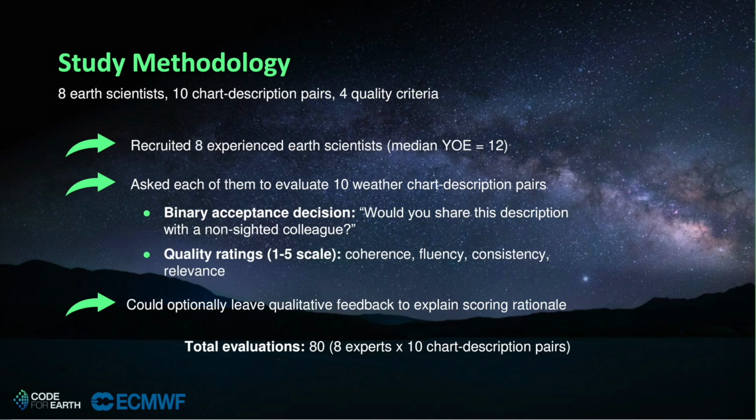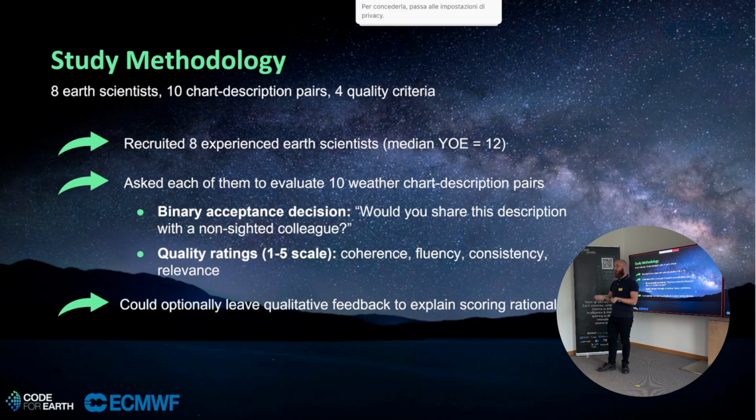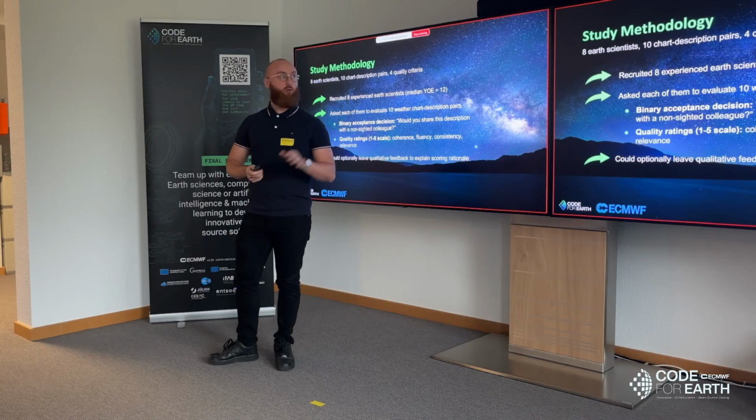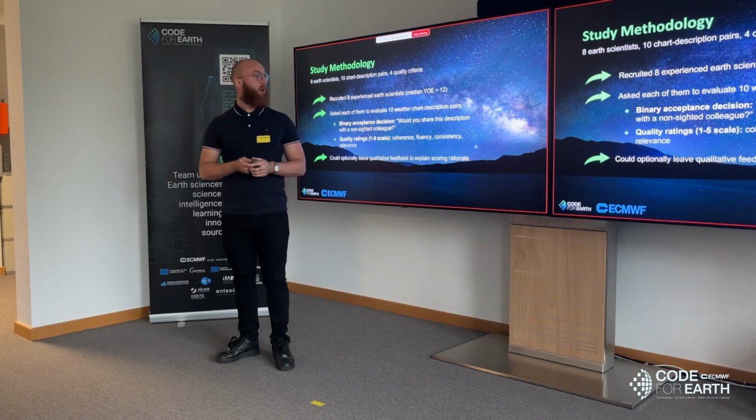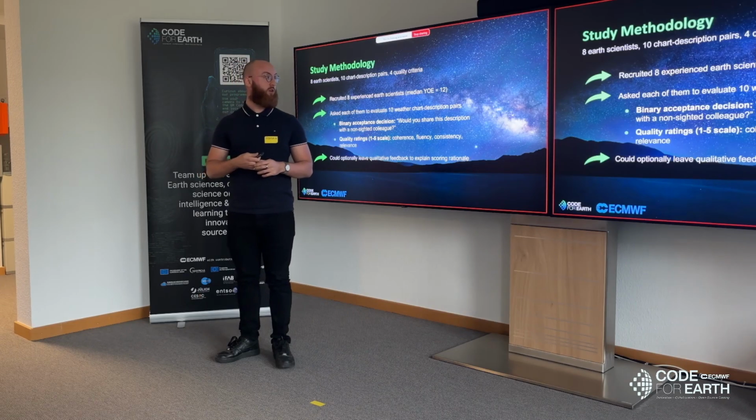So we ran a user study, as I was saying, and the user study consisted of 8 experienced Earth scientists with a median of 12 years of experience. So very advanced Earth scientists. I think the most experienced had 40 years of experience, and the least had 5 years of experience. So just 8 scientists, but very experienced in the domain of interpreting weather chart descriptions.